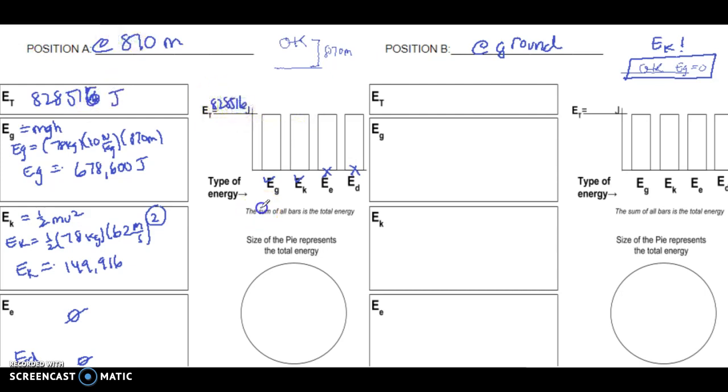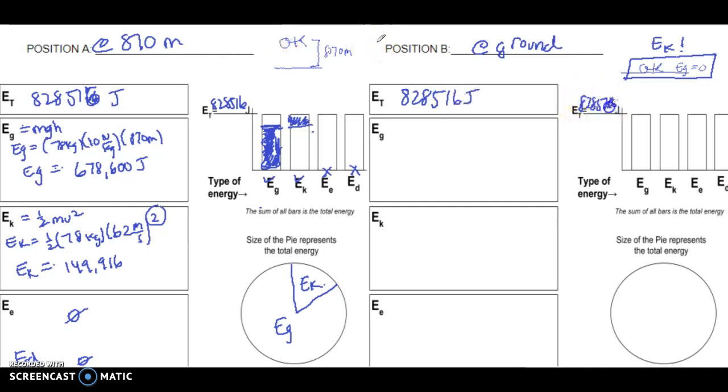678 thousand of that is gravitational, which is about 80%. So I'm going to fill up a little more than 3/4 with EG, and then the last 20% or so is EK. Same thing with my pie, about 80%, so a little more than 3/4 is EG, and about 20% is EK. What I know now is that the total energy is the same when I cross over, so this has to be 828,516.